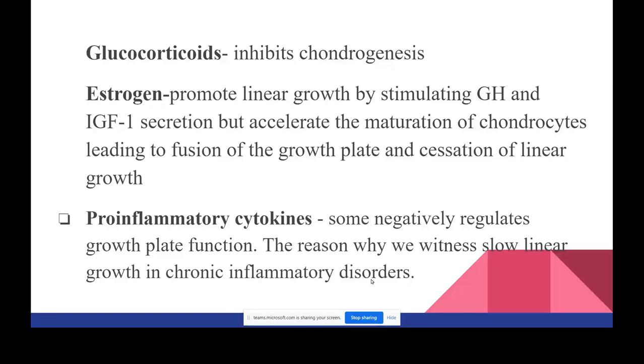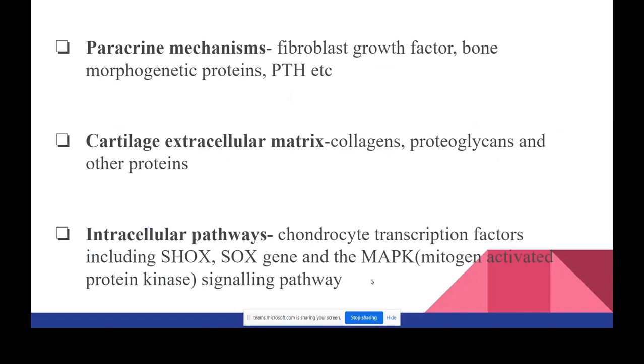And then pro-inflammatory cytokines negatively regulate growth plate function. This is nicely described. We all know the chronic disorders like renal disorder, inflammatory bowel disorders, chronic asthma, congenital heart disorder, liver disorder. They won't grow normally. Their linear growth is retarded. The reason is that pro-inflammatory cytokines are higher in those chronic inflammatory disorders, and they negatively regulate growth plate function. And paracrine mechanisms are the third mechanism. First I explained the endocrine mechanisms, then the pro-inflammatory cytokines, and then the paracrine mechanisms.